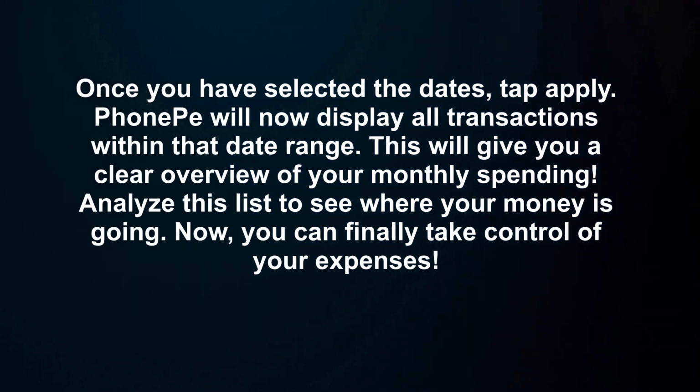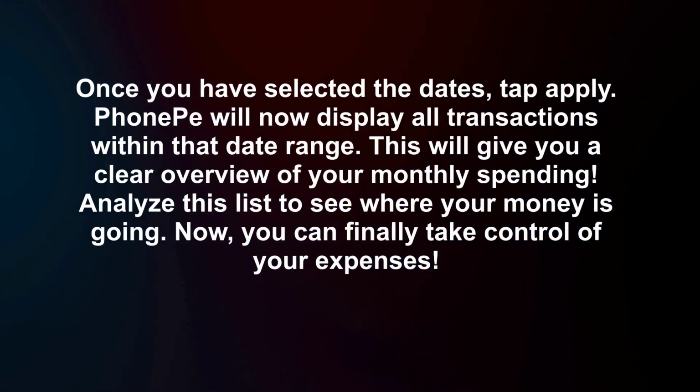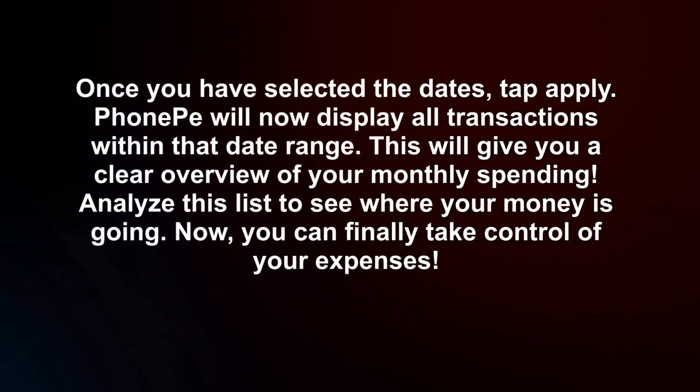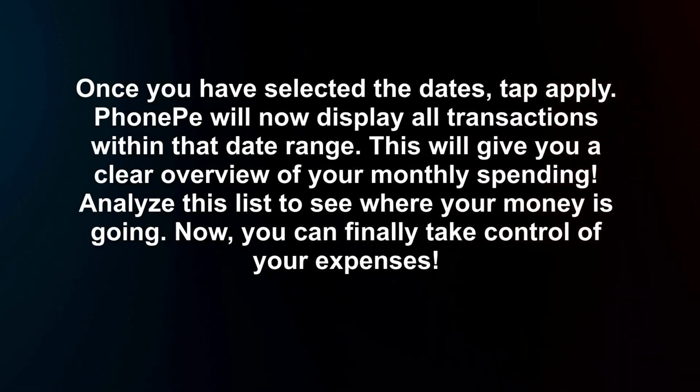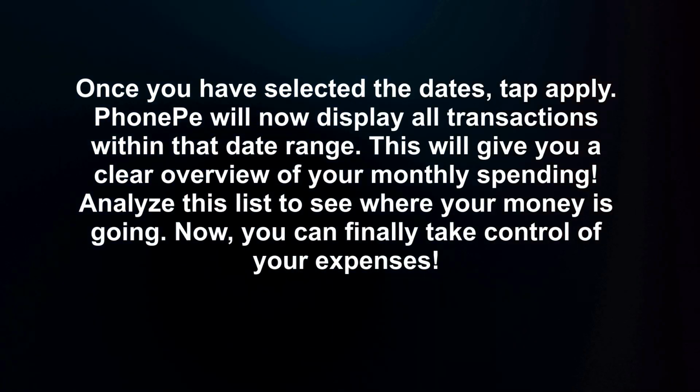PhonePe will now display all transactions within that date range. This will give you a clear overview of your monthly spending. Analyze this list to see where your money is going. Now, you can finally take control of your expenses.